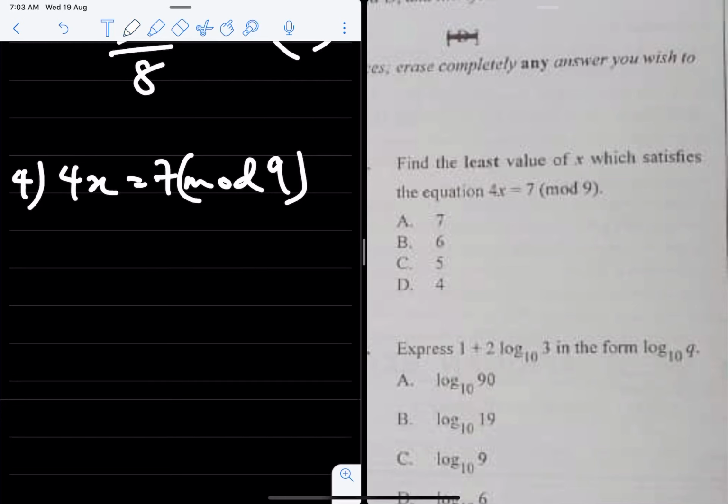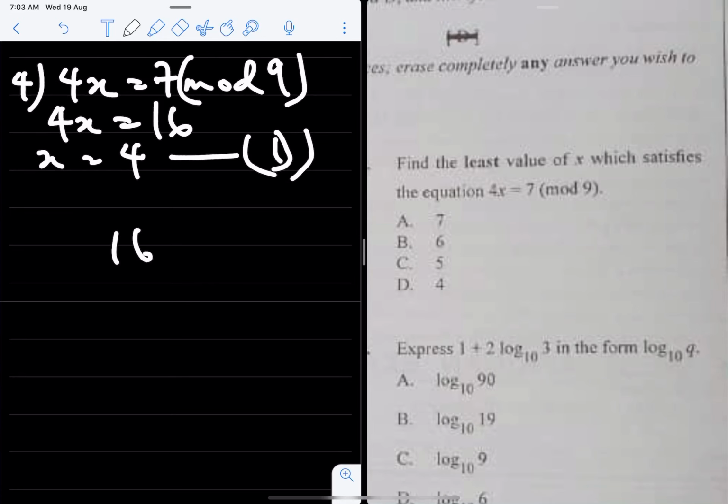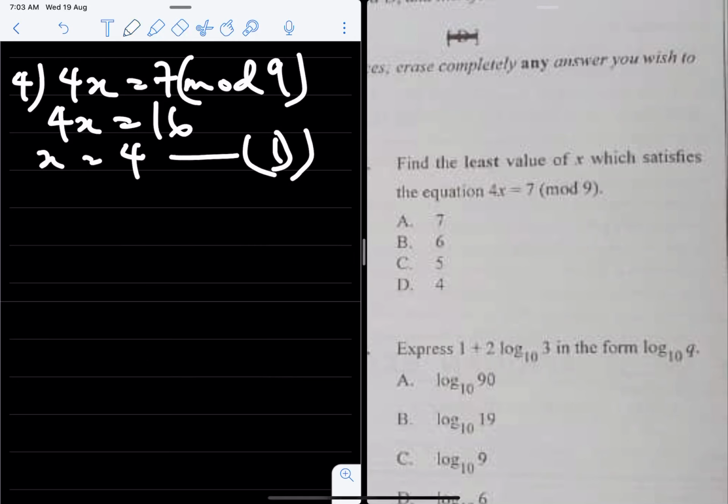Yes, it is 16 mod 9, that is 7. So that simply means 4x equals 16. So that means x equals 4. So the correct option is D. 16 mod 9 means 7. That means if you divide 16 by 9, the remainder will be 1 remaining 7. So 4x is the same as 16, and that means x equals 4.